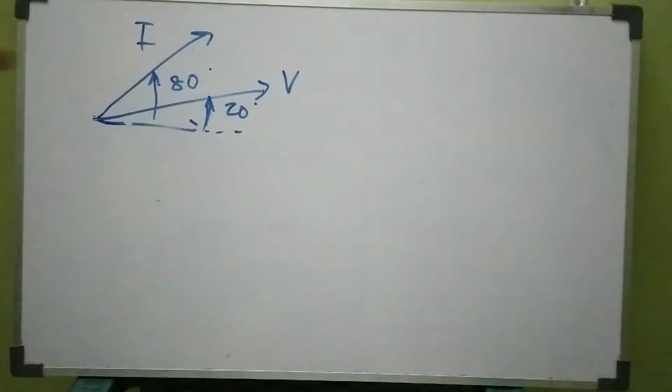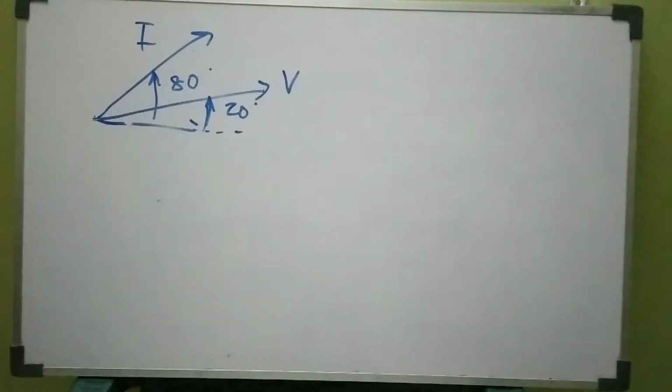So in this case, the I is leading the voltage, which means in this circuit there will be a capacitance or capacitor. That's why it has been like this. So just remember, if the voltage leads the current, we should know there is an inductor in this circuit. If the current leads the voltage, we should remember there is a capacitor inside this circuit.